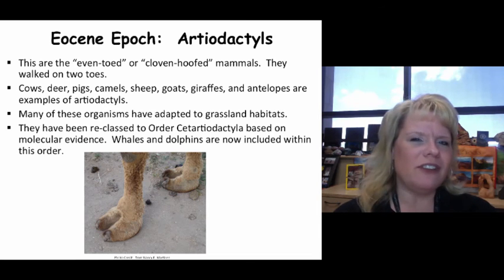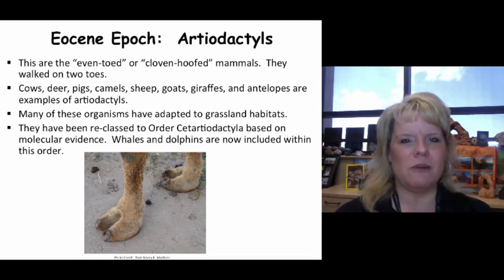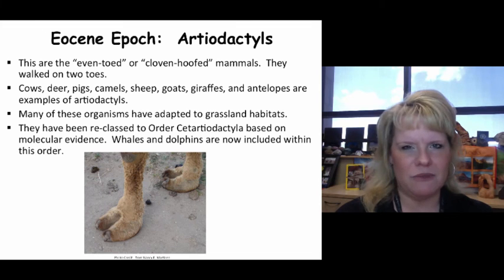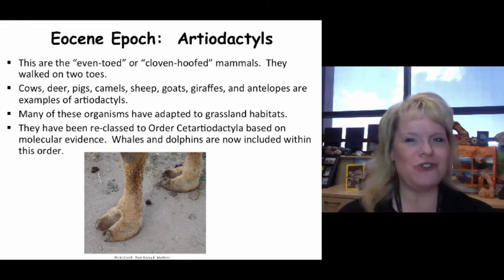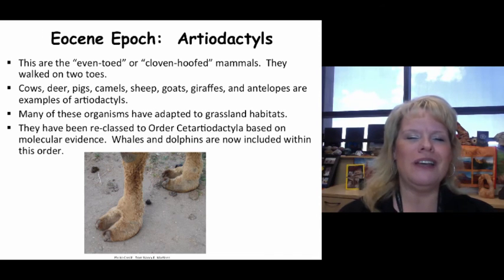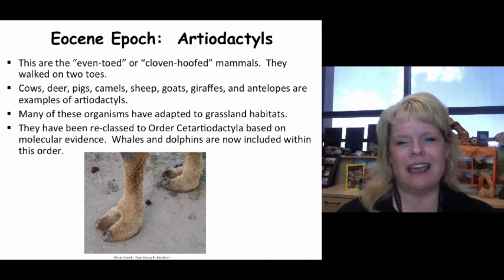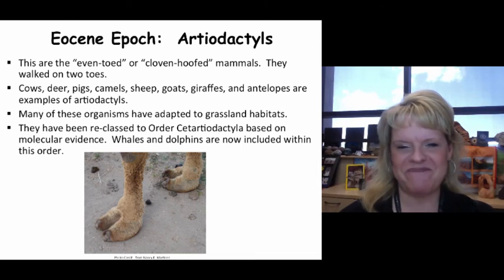So whales and dolphins fill in this category as well. You might be going, okay, I thought they were marine animals. Yes, but there's more to the story. Nevertheless, artiodactyls are the even-toed ungulates. So cloven hoof simply means they walked on 2 toes.